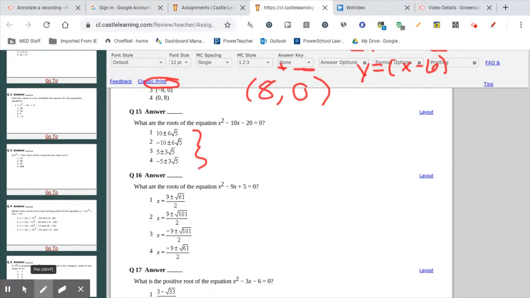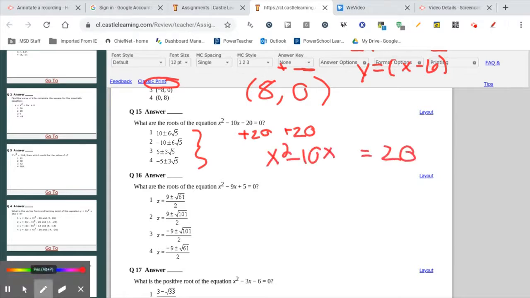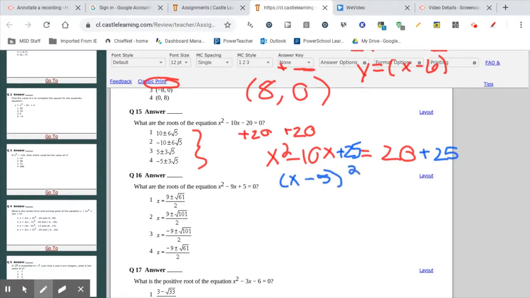So again, first step is to add 20 to both sides. And we get x squared minus 10x equals 20. Create that new c term, which is negative 5 divided by 2 squared, 25. Add it to both sides. We end up with x minus 5 squared on the left and 45 on the right.